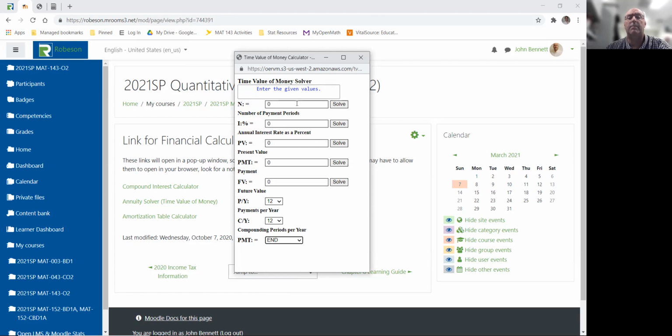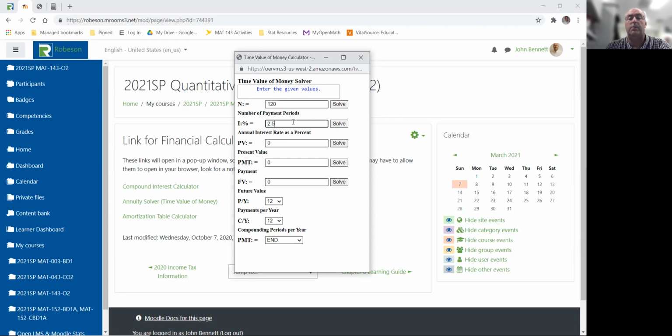We're going to try to make payments into an account that earns 2.5% APR compounded monthly for 10 years, and we're going to make monthly payments of $25. We want to know what the future value will be on that account. So the first thing we need to know is how many payments we're going to make. Since it's 10 years of monthly payments, that's 12 times 10, or 120.